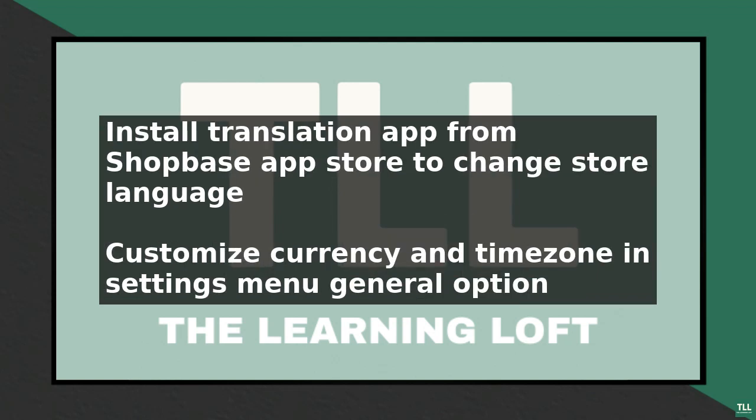In addition to changing the language, you can also customize the currency and time zone of your Shopbase account. To do this, go to the Settings menu and click on the General option. From here, you can select the currency and time zone that you want to use.